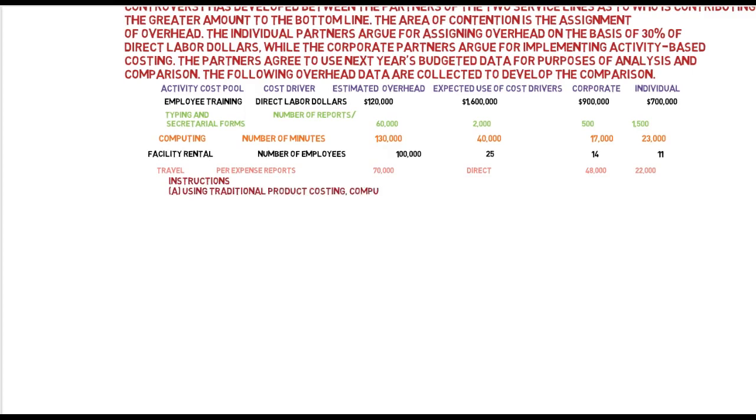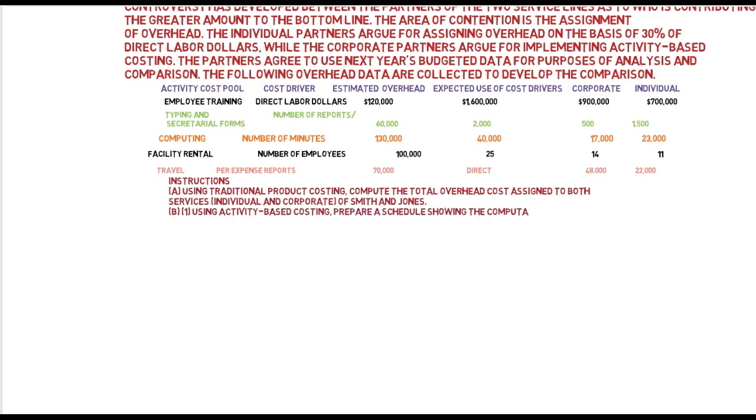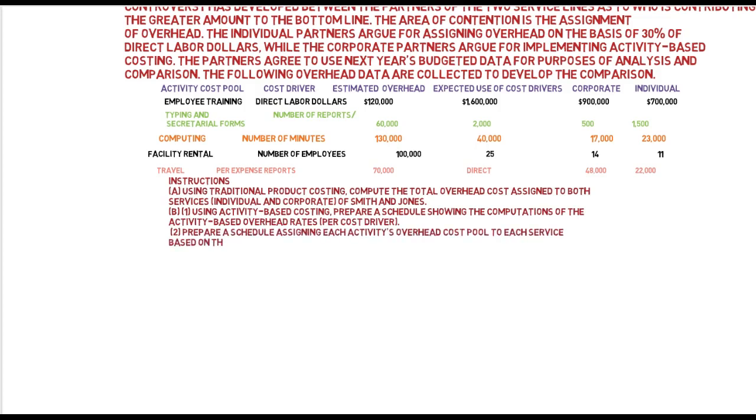You have the estimated total overhead for the coming year and the estimated use of the cost drivers on each one and the breakdown. You are instructed, using the traditional product costing method, compute the total overhead costs assigned to both the services, that is the individual and corporate of Smith & Jones, and use activity-based costing to prepare a schedule showing the computations of the ABC overhead rate, and then apply those overhead rates back to the products and assign them to each service. Now you can pause here and do the problem on your own.